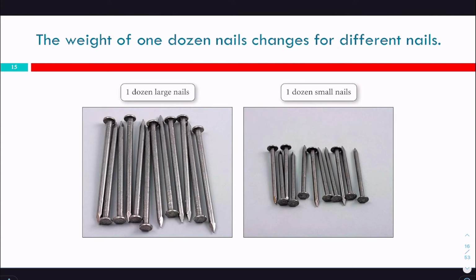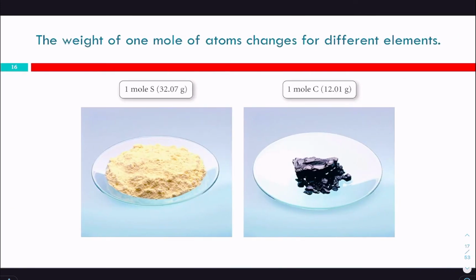So if we have 1 dozen large nails, that's going to weigh more than 1 dozen small nails. Just like hydrogen has an atomic mass of about 1, whereas something like lead has an atomic mass of 207. So 1 mole of lead is going to weigh 207 times more than 1 mole of hydrogen. Or like this: 1 mole of sulfur will weigh about 32 grams. 1 mole of carbon, on the other hand, will only weigh 12 grams, because each individual atom of carbon is smaller and lighter than an atom of sulfur.